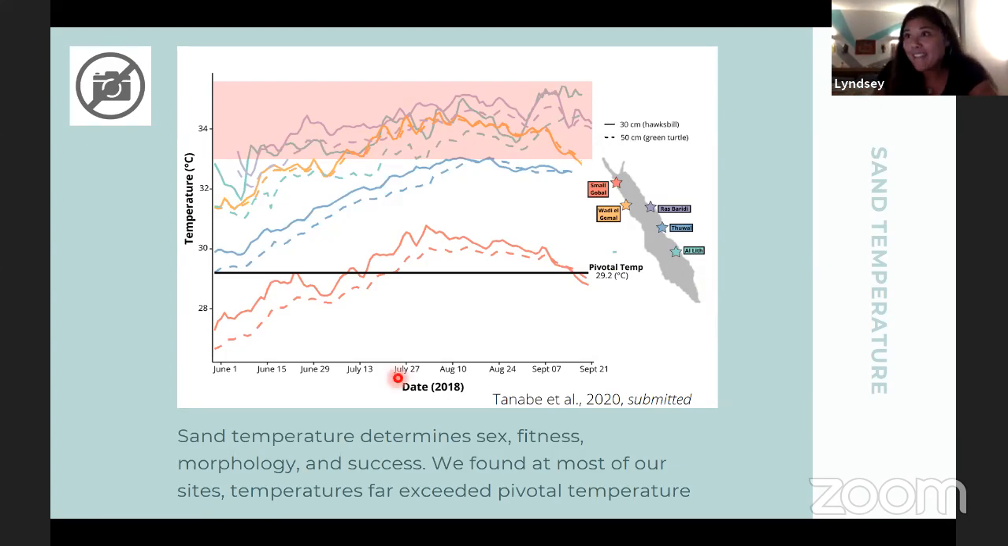Unfortunately, at almost every site, the temperatures were well above the pivotal temperature of 29.2 degrees, which suggests skewed female populations. But in addition, the temperatures were above the thermal threshold of 33 degrees to 35 degrees, where mortality could be occurring due to the really hot temperatures. So at 3 of our sites, Wadi El Jamel, Ras Baridi, and Ali, the temperatures got pretty high to points that could be damaging to the population.